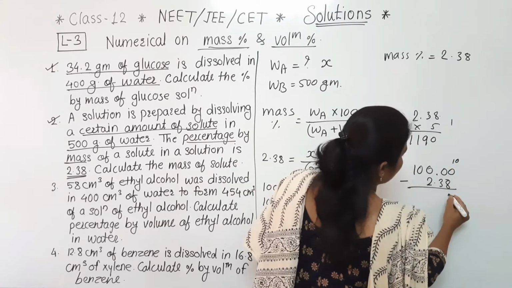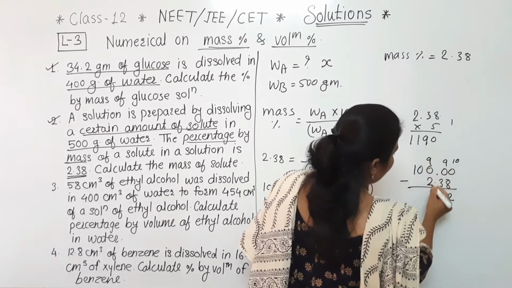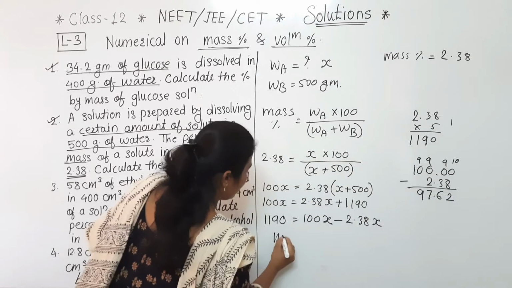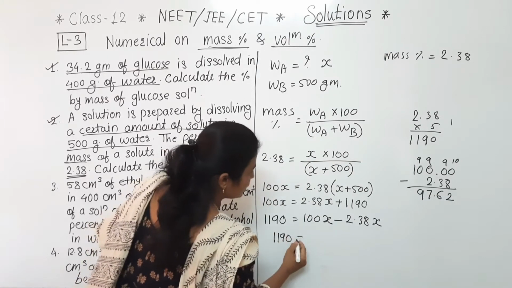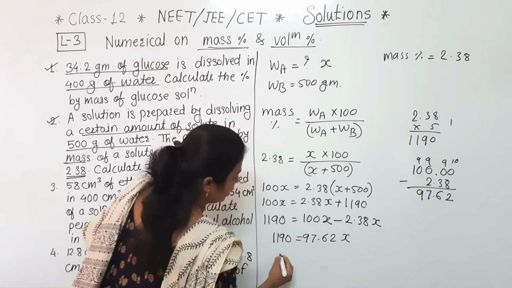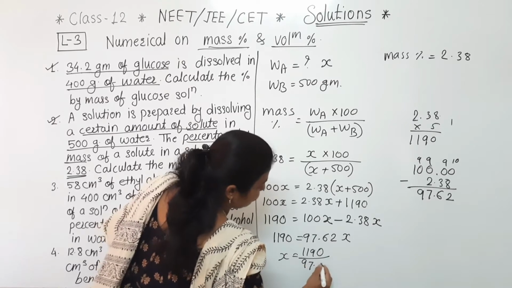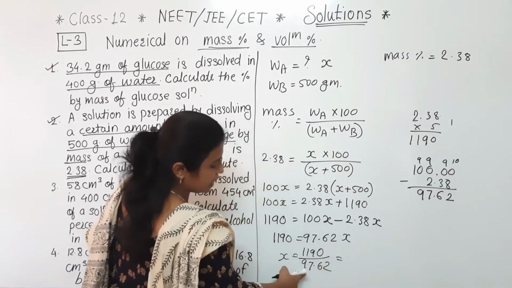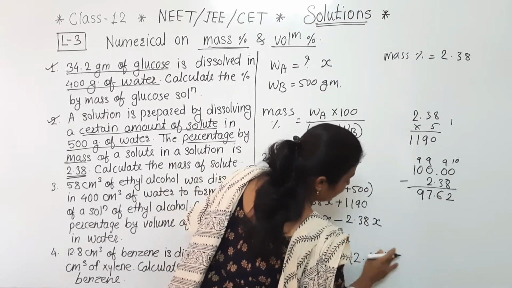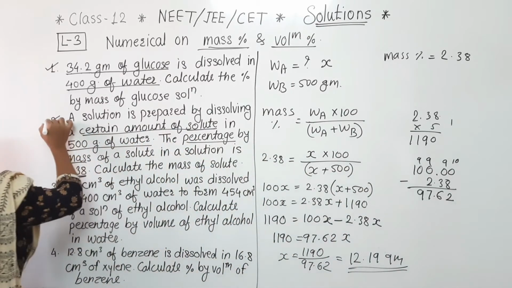See, 10 minus 8, 2. 9 minus 3, it will be 6. 9 minus 2, it will be 7. And here 9. So 1190 is equal to 97.62x, and here x is equal to 1190 divided by 97.62. After this calculation, we are getting the answer, and that answer is 1219 gram. And this is the final answer of this second numerical.